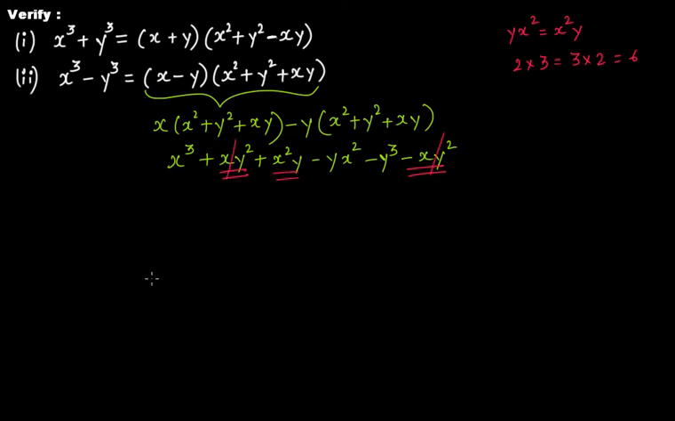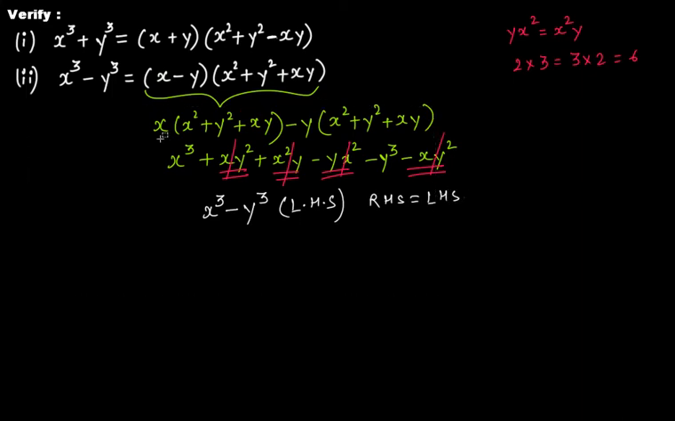Now this xy squared and this minus xy squared gets cancelled. X squared y and minus yx squared. Remember, yx squared is equal to x squared y only. So this also gets cancelled. And you have x cubed minus y cubed, that is equal to left hand side. That is, right hand side is equal to left hand side, verified.